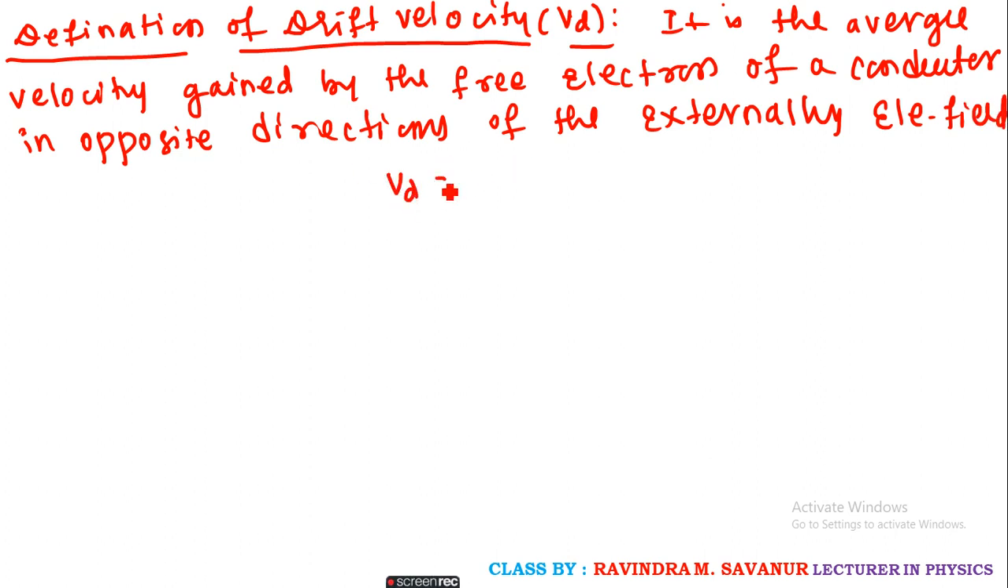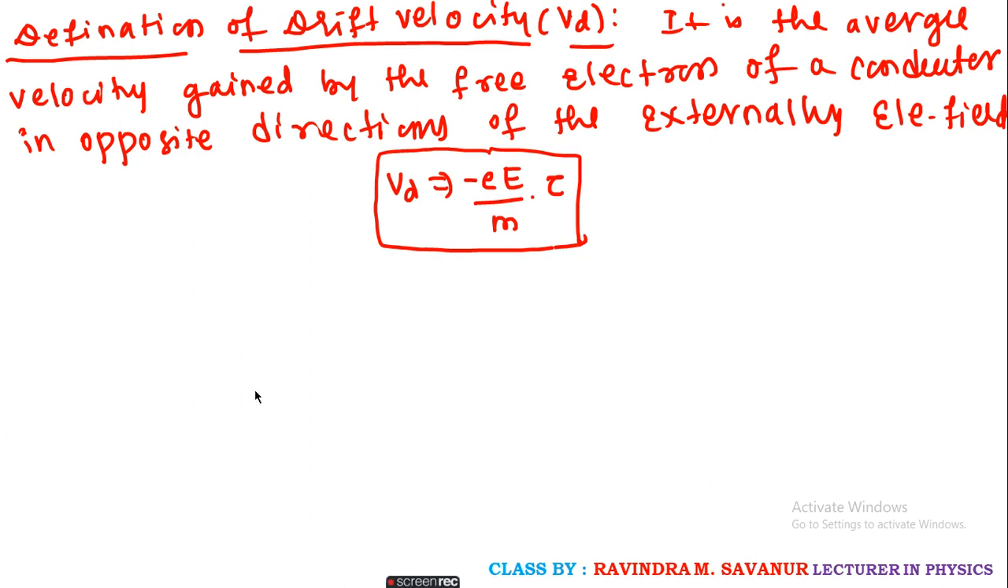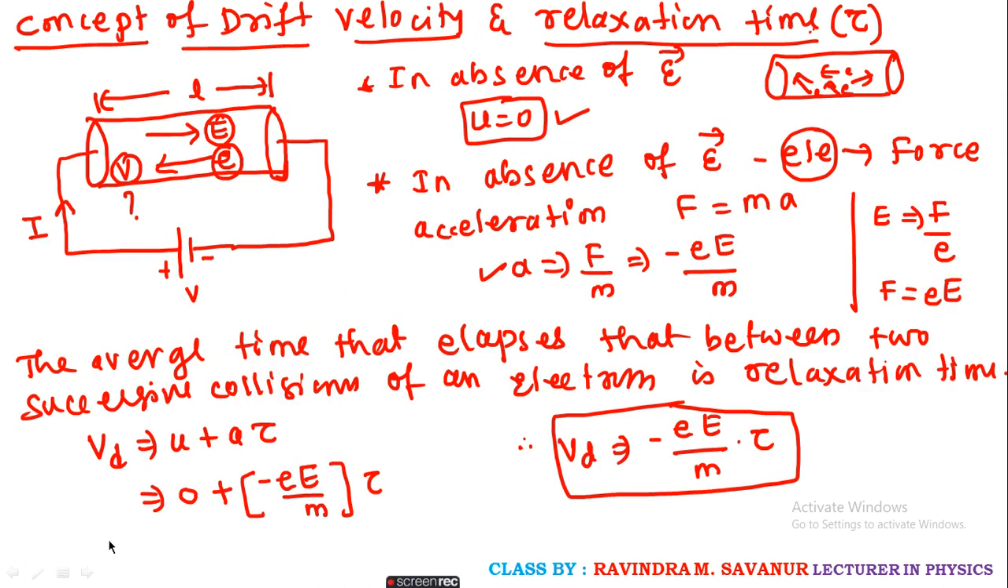Hence this mathematical equation is given by v_d = -eEτ/m. This velocity is the average velocity gained by the free electron of the conductor, which is always opposite to the direction of the external electric field. Altogether this is the final expression for drift velocity. In the examination this is a 3 marks question, students. They could ask you the definition of drift velocity, or they could ask you to derive this mathematical expression.